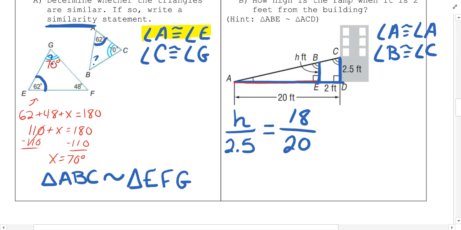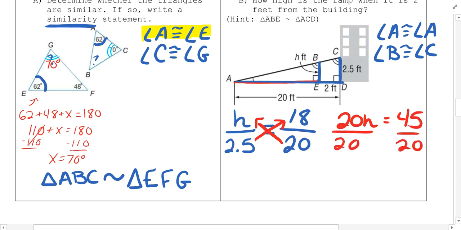And I'm going to try to speed through this so my battery doesn't kaput on me. So we're going to think back to 7th grade. How do I solve a proportion that's set up like this? I use cross multiplication. So 20 times h is 20h, and 2.5 times 18 is equal to 45. And then I would divide by 20 on both sides, and I would get that the height 2 feet from the building of my ramp is 2 1/4 feet.